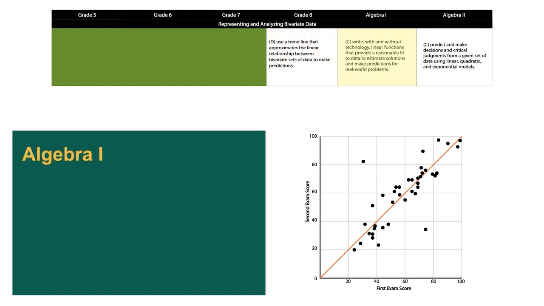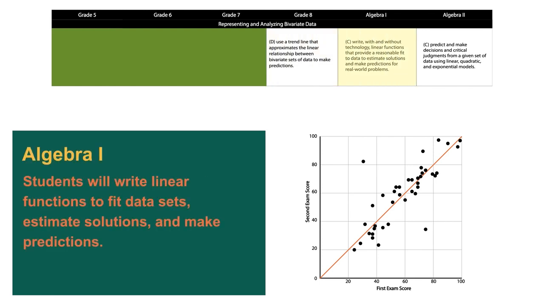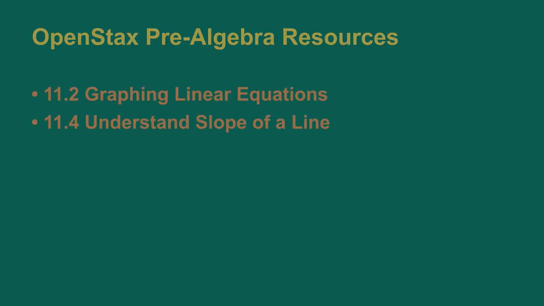In Algebra 1, they will have to write the equation of the line for themselves, with and without tech, before they can use it. They will write linear functions that fit a dataset to estimate solutions and make predictions for real-world problems. As you move through this unit and find students who have gaps in their understanding of the prerequisite skills, consider using these resources available in the OpenStax Pre-Algebra book.